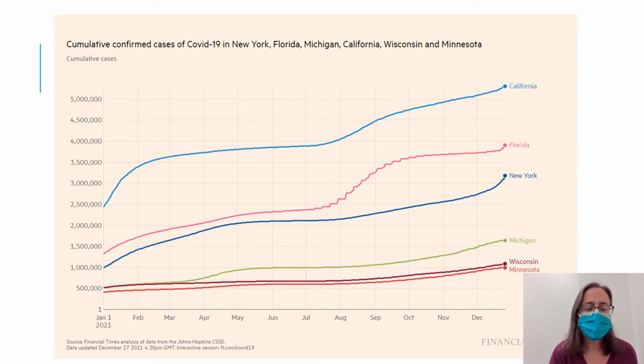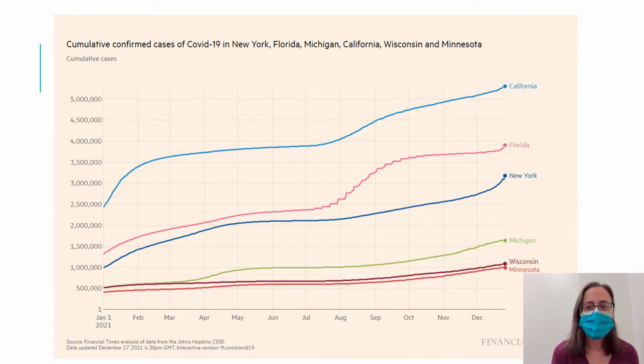This is a graph of total confirmed cases cumulatively over time since the pandemic began in different states. If you look at this graph, you say, oh my goodness, COVID is just out of control in California. Look at that. They have more than 5 times as many COVID cases as Wisconsin. What's going on in California? Obviously, they're doing something terribly wrong.